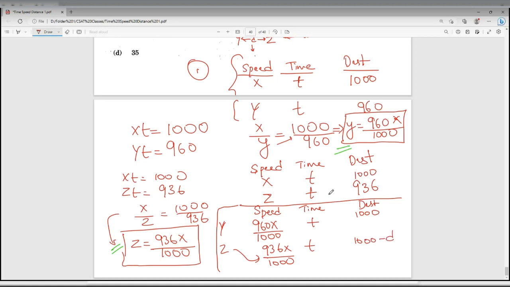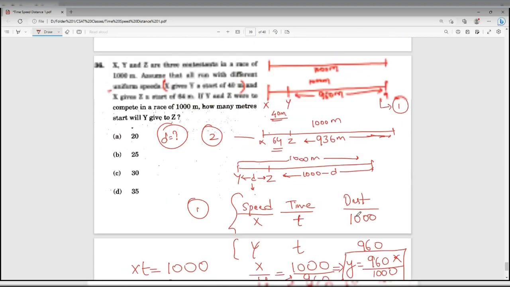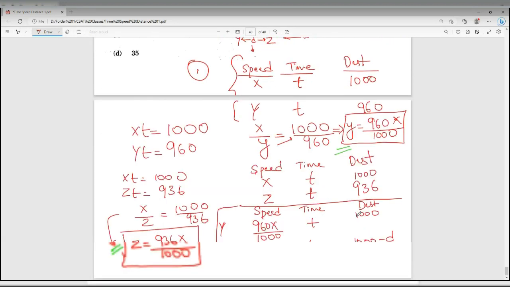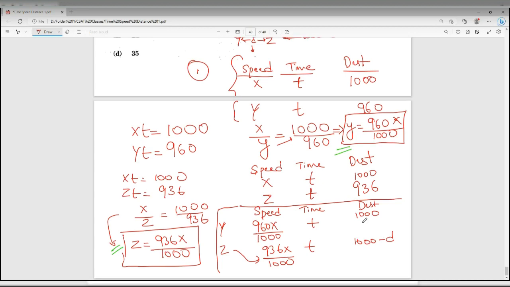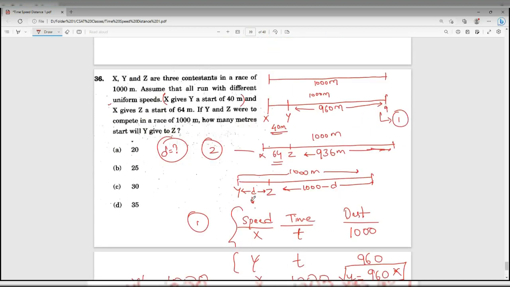I hope this is clear. If you have doubt in this, please ask. Sir, why should we take 1000 minus d in the last point? Yeah. 1000 minus d. Because if y and z are going to start here, if y is giving d a head start, like y is saying go d meters ahead and start the race, so z has to travel only 1000 minus d meters to complete the race.